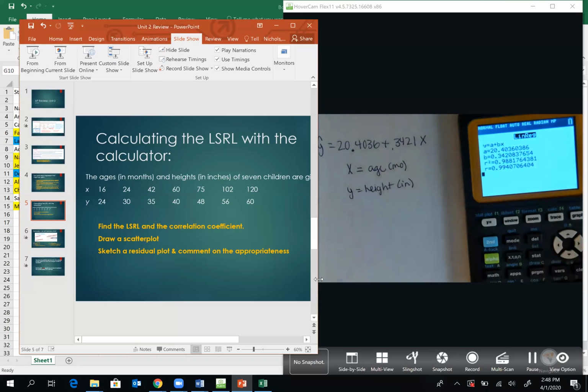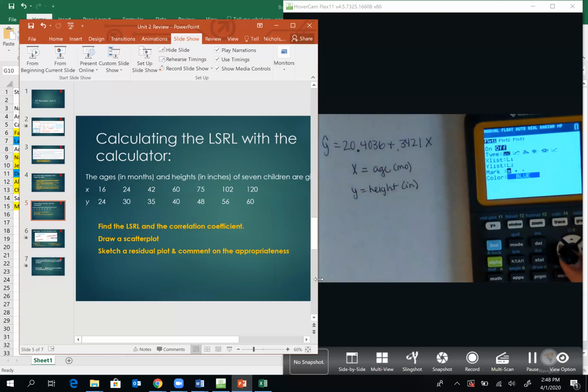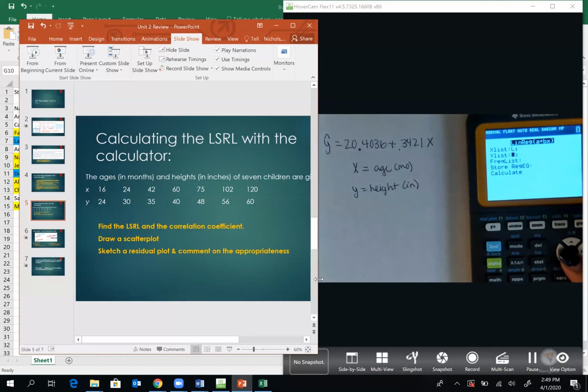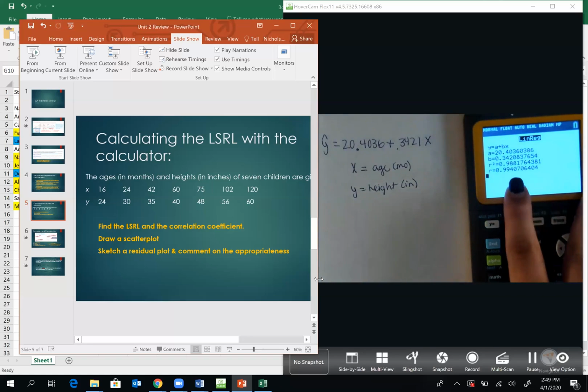So on the calculator, if you need to look at the scatter plot, go to Second Y equals, or Second Stat Plot, turn the first stat plot on, select the scatter plot, and then hit Zoom 9. So that's about what it should look like. We can see that's a strong positive linear relationship. Oh, I didn't write down r when I did my linear regression, but it was given to me right there: r equals 0.9941.